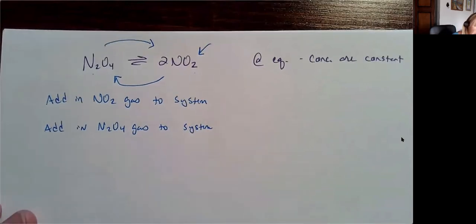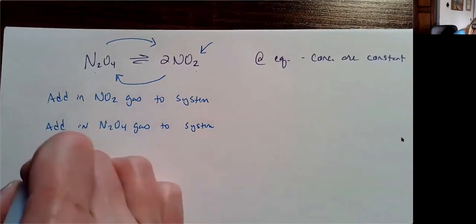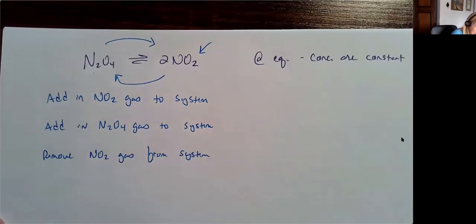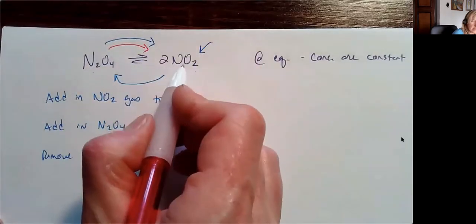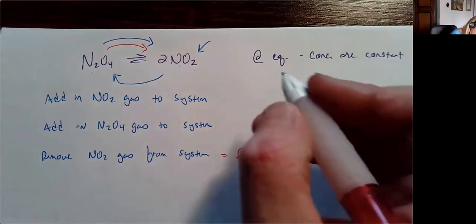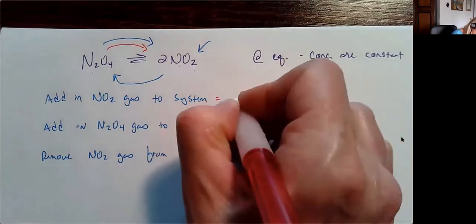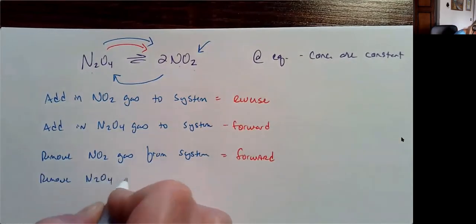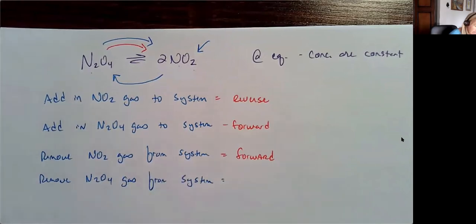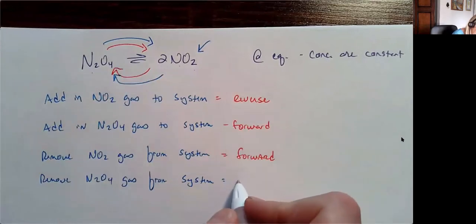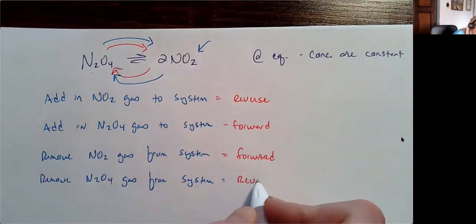I can also do this by taking things out. If I remove NO2 gas from the system, what's going to happen is I'm going to shift my reaction forward, because more of this is going to be produced until it reaches that ratio again. So this is going to shift it forward. This is going to shift it forward. This is going to shift it in reverse. And if I remove N2O4 gas from my system, it's going to shift back here until it reestablishes equilibrium. So this is going to shift in reverse.